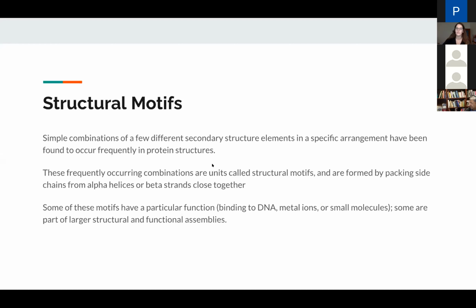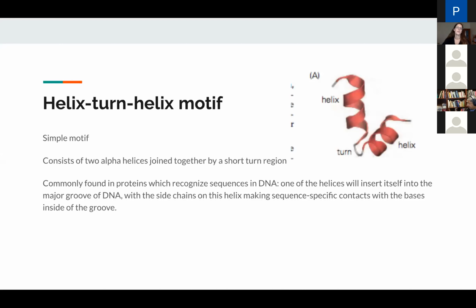These motifs can have a function, for example, binding to DNA, metal ions, or small molecules, but some are just part of larger structural and functional assemblies. So we're going to take a look at a few examples of motifs.